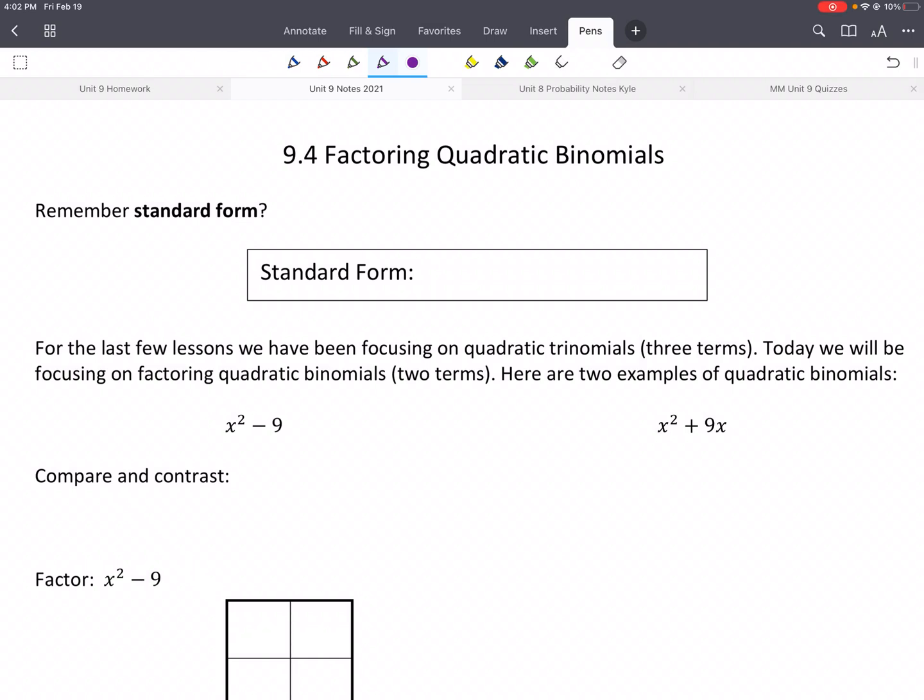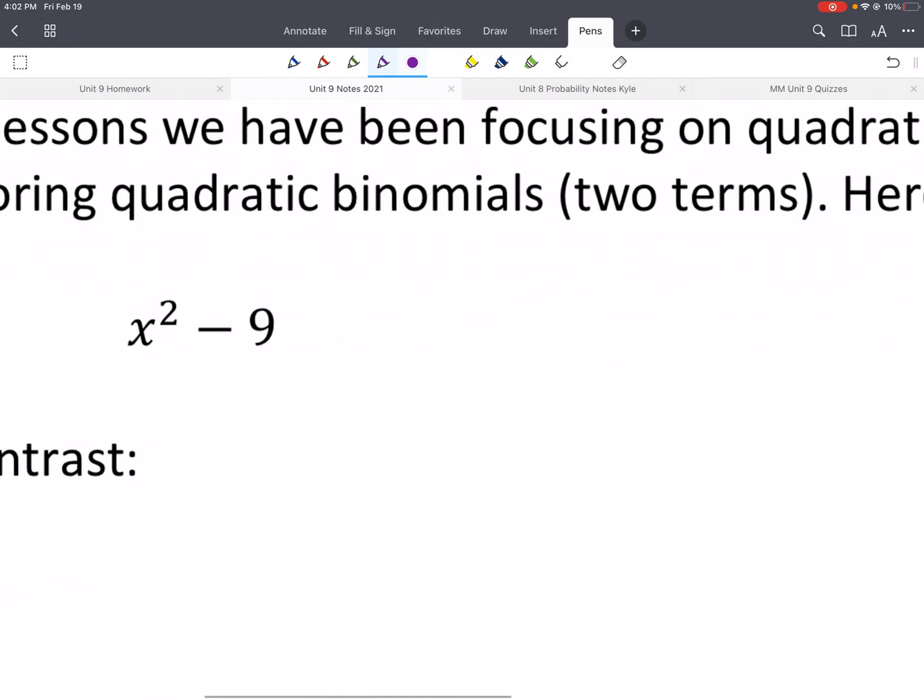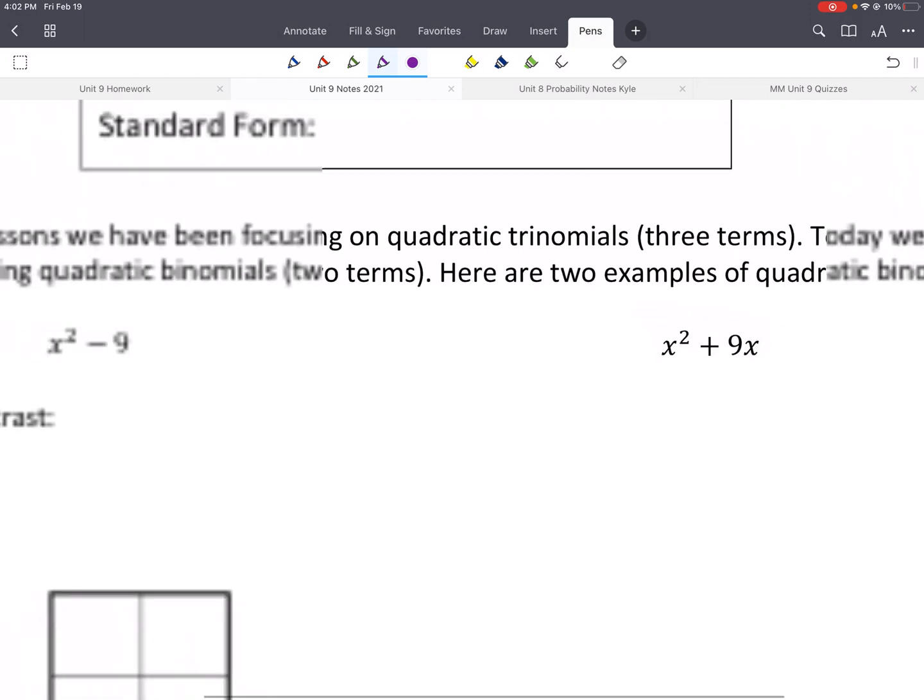All right, we're on our last lesson for term 3. So 9.4, factoring quadratic binomials. Again, binomials means we have two terms. Here's a binomial, here's a binomial, okay?